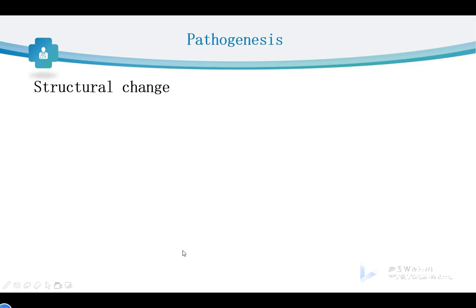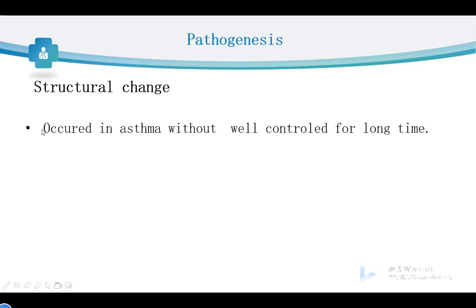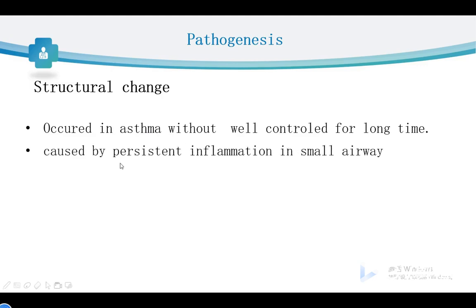About the structure change. Structure change usually occurred in the asthma patient without well controlled for a long time. It's caused by the persistent inflammation in small airway. So, it's important for the asthma patient to control their disease following the gradual therapy. Once the structural change occurs, it will mean the bad response to the inhaled glucocorticoids.